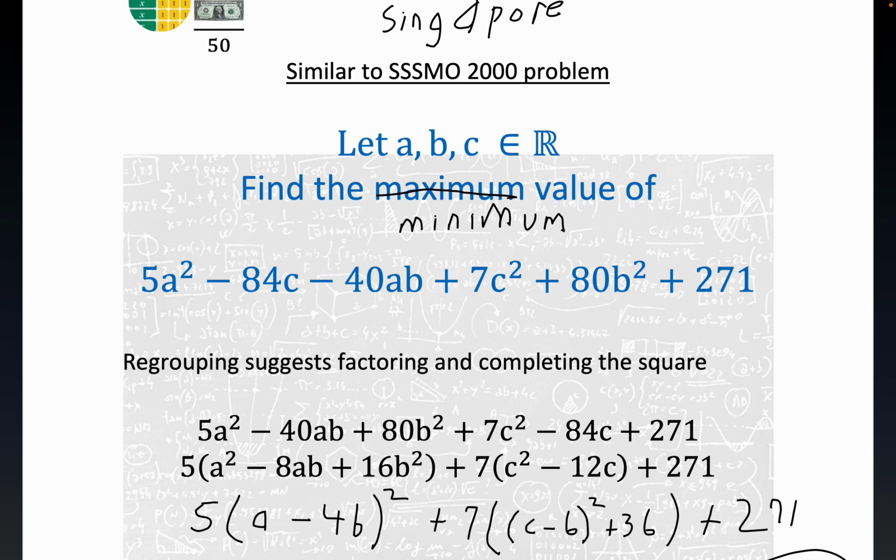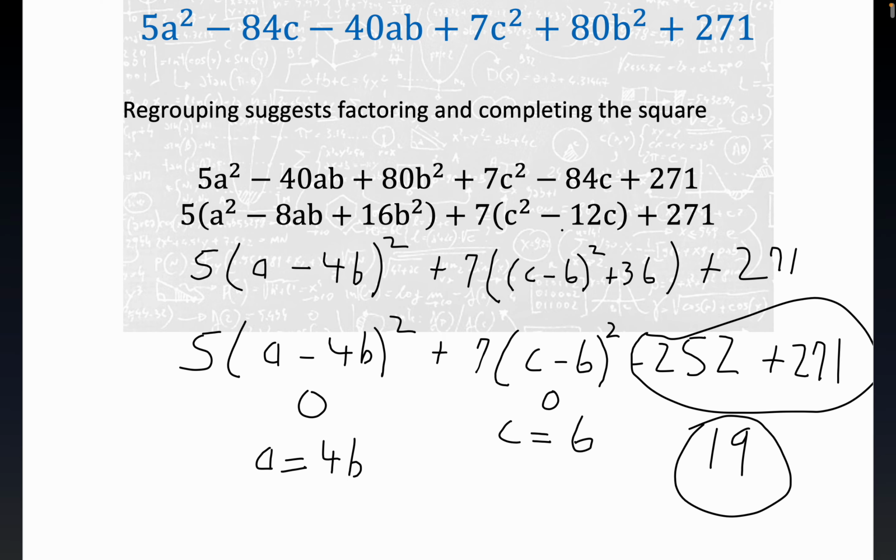Okay. And again, notice that whatever you picked in here, the squaring always creates positive numbers. If you pick any values other than A equal to 4B and C equal to 6, even if you have negative inside, the entire expression will be positive, right? So this is clearly the minimum. They might call it absolute min or global min, but this is the minimum value for the entire expression.